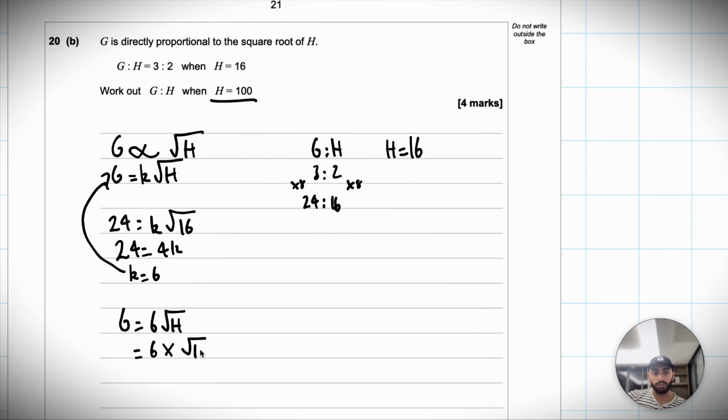6 times 100 is equal to G. G is equal to 6 times 10, 60. So the ratio of G to H is 60, because G was 60 and H is 100. I can simplify that. I'll get rid of the zeros, dividing by 10. I've got 6 to 10, divide those by 2, so I get 3 to 5.